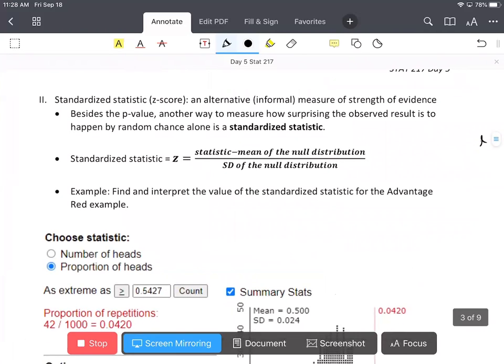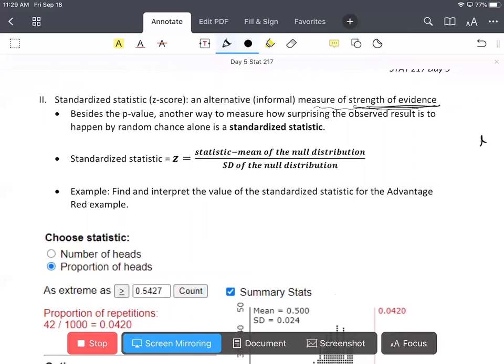Moving on. So we have this p-value. At this point, the only way we can generate the p-value is with the applet. So we generate the p-value. It does the counting for us. So that's really nice. But is there anything else that we can use to look at, to make some determination, to look at the measure of the strength of evidence?